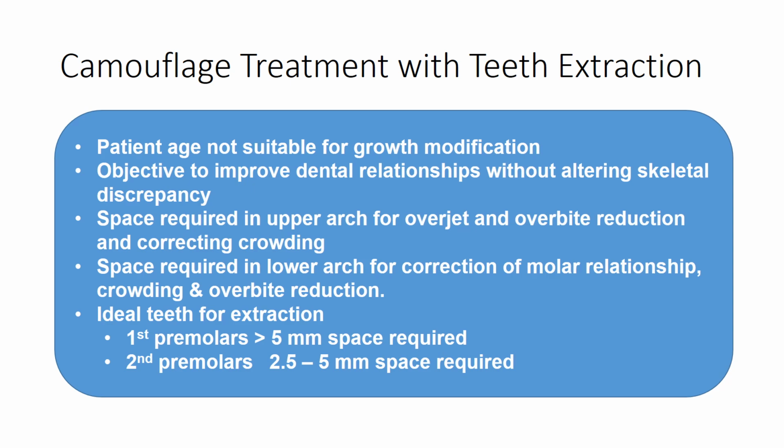Now space will be required in the upper arch for overjet and overbite reduction and correcting any crowding in the upper arch, while space is required in the lower arch for correction of molar relationship, crowding and overbite reduction. Now the ideal teeth for extraction are the premolars, and usually the first premolars are extracted if more than 5 millimeters of space is required, whereas the second premolars are the teeth of choice if 2.5 to 5 millimeters of space is required.